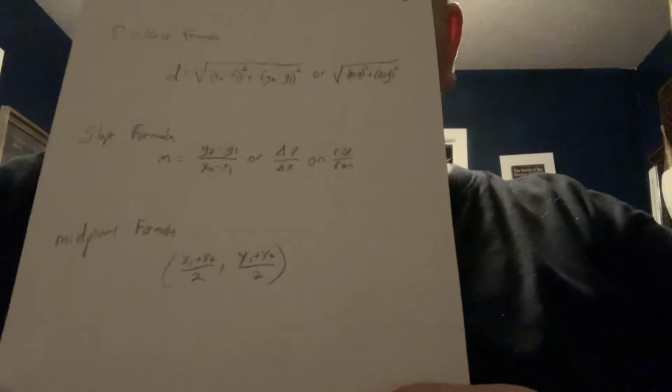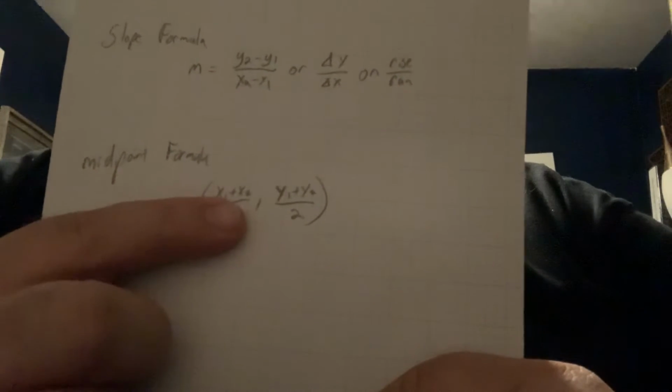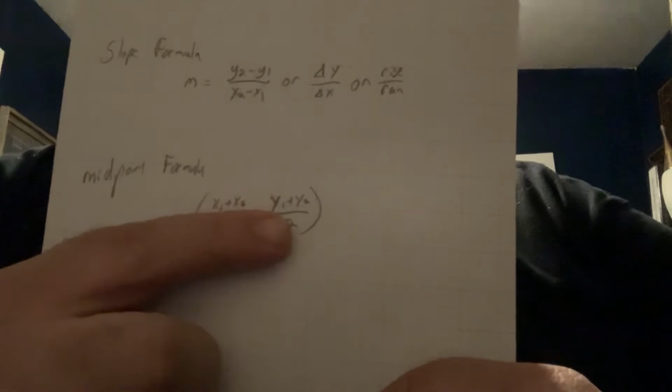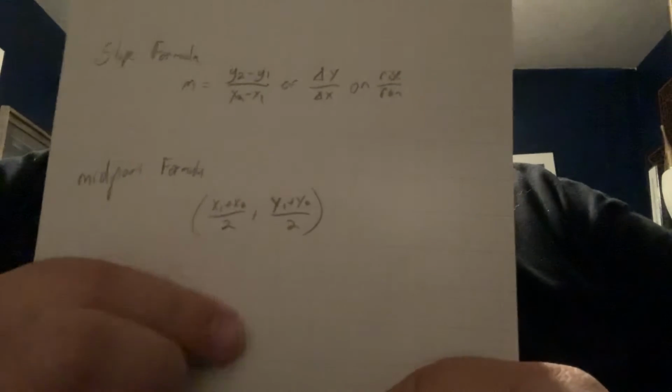Last thing we talked about, or last thing we're going to talk about, is midpoint. Midpoint is where you take your x values and add them up and divide by 2. You take your y values, you add them up and divide by 2. And that new coordinate is your midpoint.